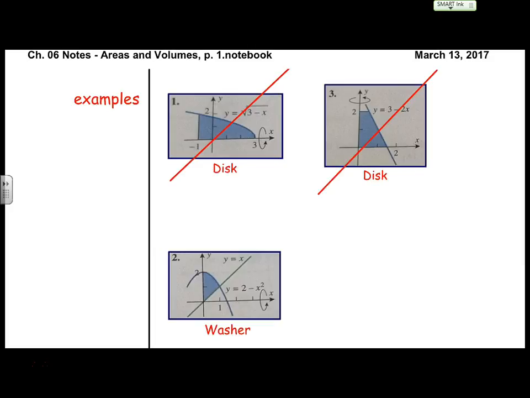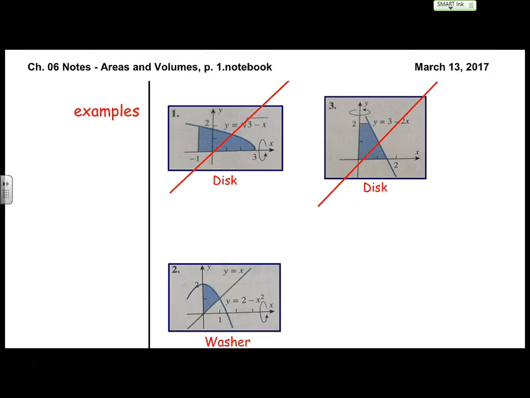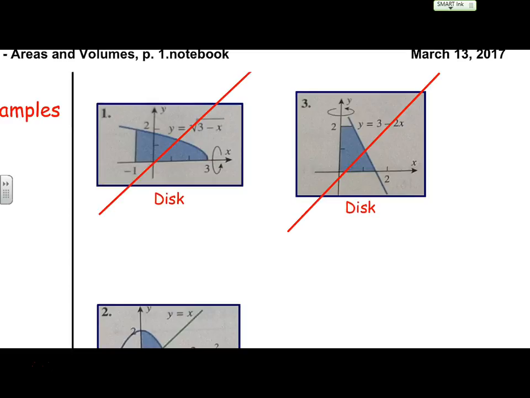Now real quick, kiddos, can you tell why the bottom example that's not crossed off is a washer, whereas the upper two are discs, not washers? What do you notice about what's in common with 1 and 3 that is not in number 2? They completely meet the area, right?